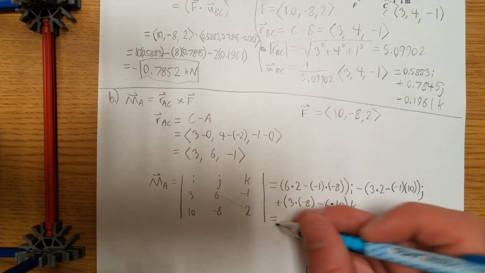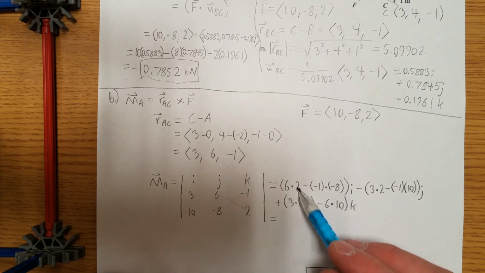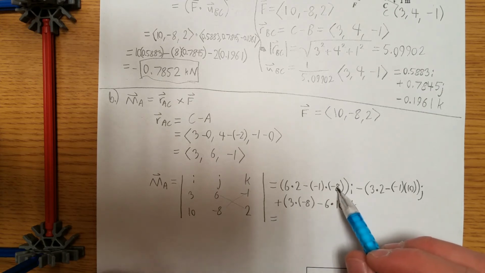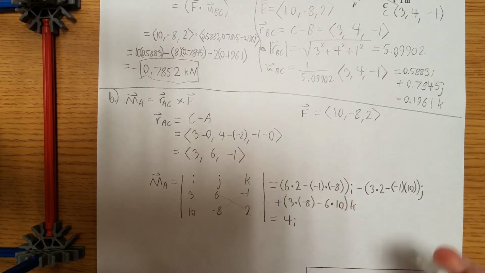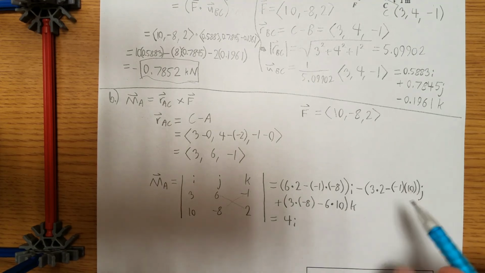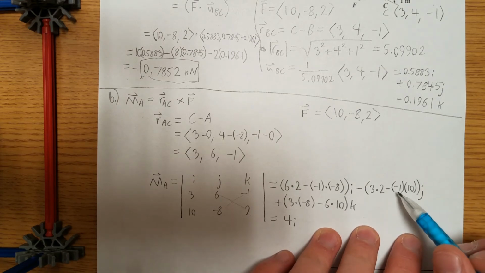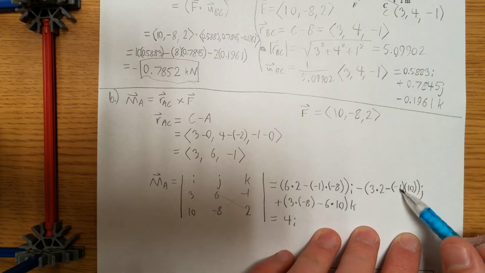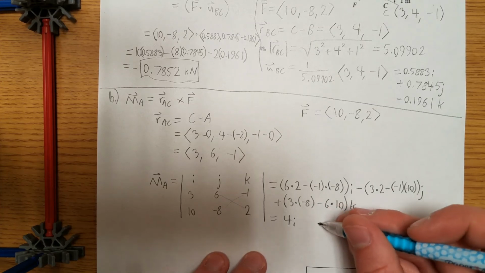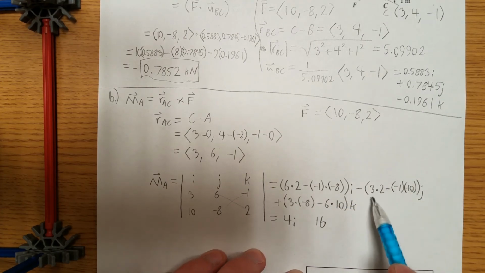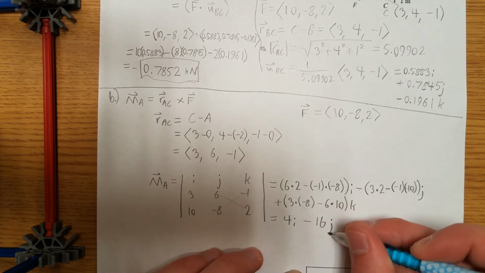Now if you go ahead and calculate this all out, 6 times 2 is going to be 12. And then we're subtracting -1 times -8, which is +8. So 12 minus 8 is going to be 4i. And then we go over here in the j. We're going to have 3 times 2 is going to be 6. And then -1 times 10 is going to be -10. And so 6 minus -10 is 16. We got this negative sign out here, so it's going to be -16 in the j.